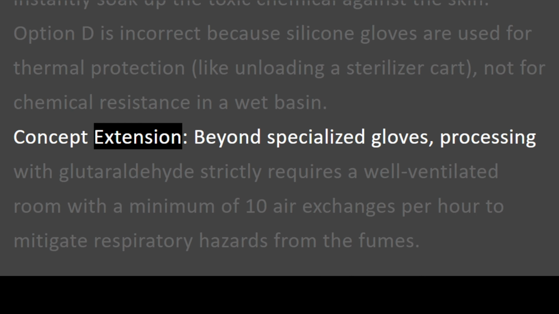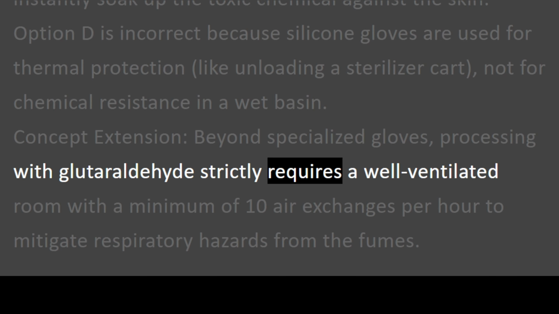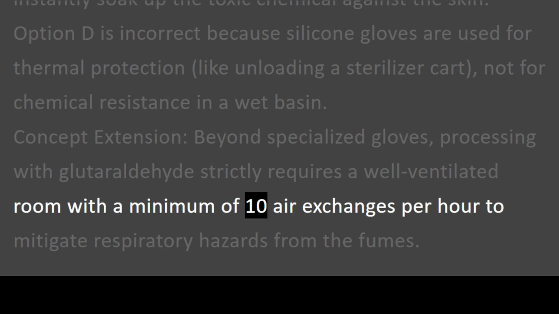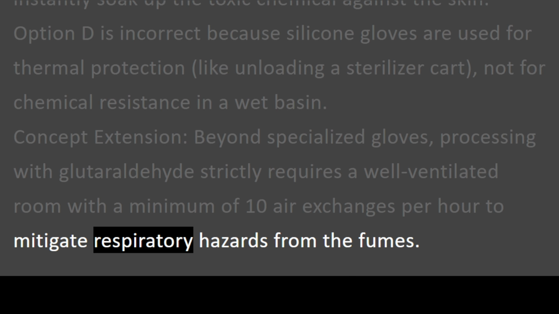Concept extension: beyond specialized gloves, processing with glutaraldehyde strictly requires a well-ventilated room with a minimum of 10 air exchanges per hour to mitigate respiratory hazards from the fumes.